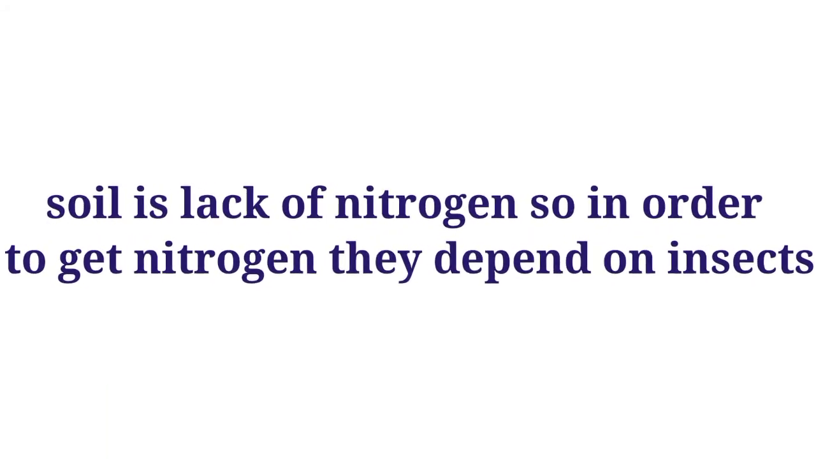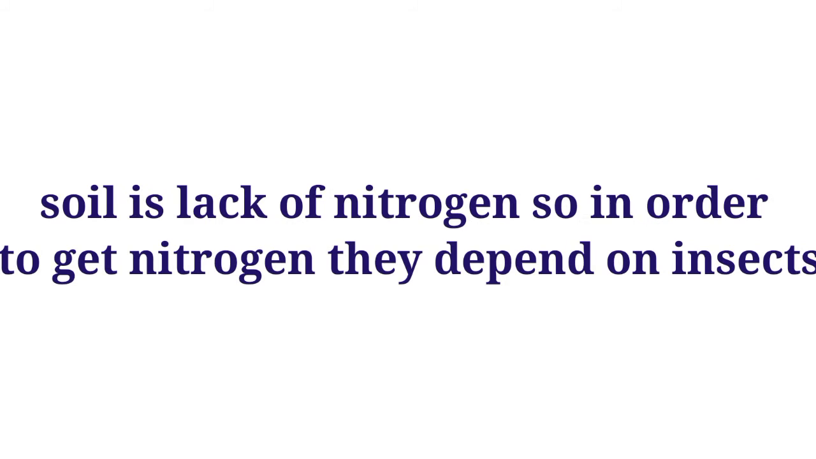Why? Because the soil where they grow is low in nitrogen. The soil does not contain nitrogen. So in order to get nitrogen, they depend on insects. Understood? Because of the lack of nitrogen in the soil, these insectivorous plants, like the pitcher plant, depend on insects for nitrogen. Yes, this is about insectivorous plants and parasites.